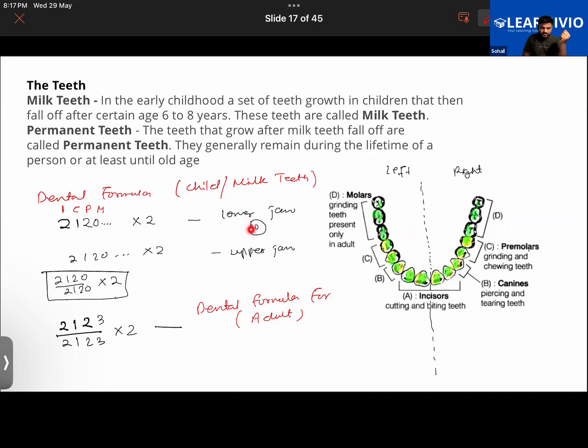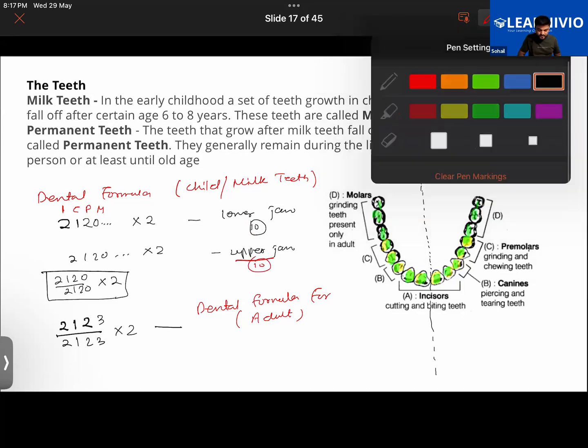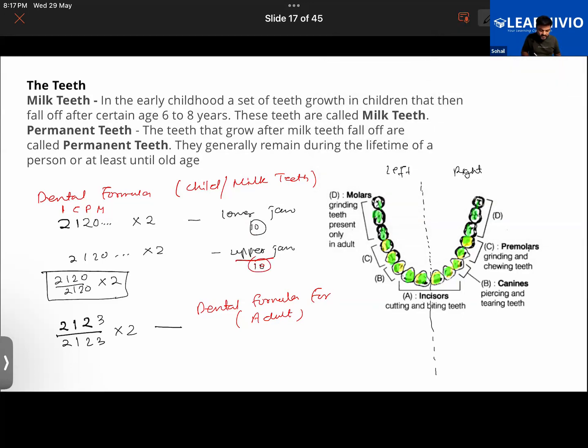So that's the total number of teeth in your lower jaw, that is 10. In the upper jaw also it is going to be 10 now. So 10 plus 10 will be equal to 20. Here also you can observe this: 5 plus 5 is 10, and 10 multiplied by 2 is going to be 20. So try to understand this.